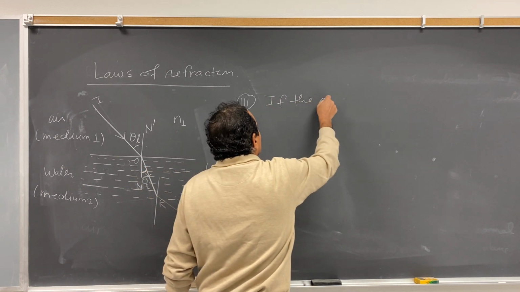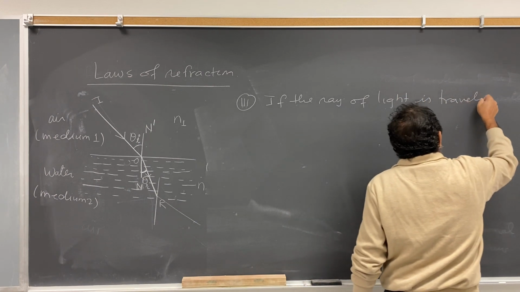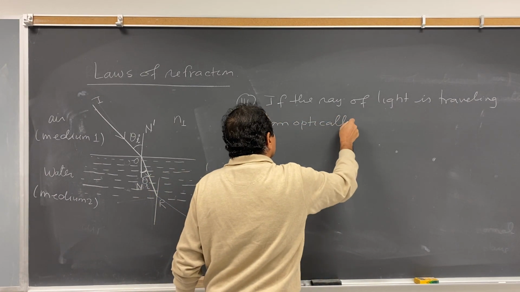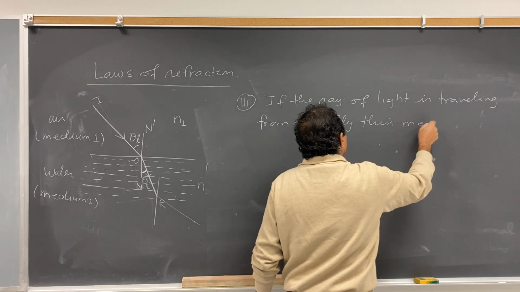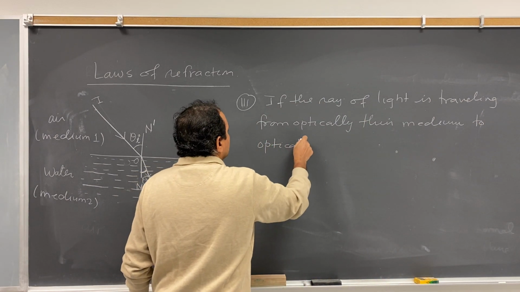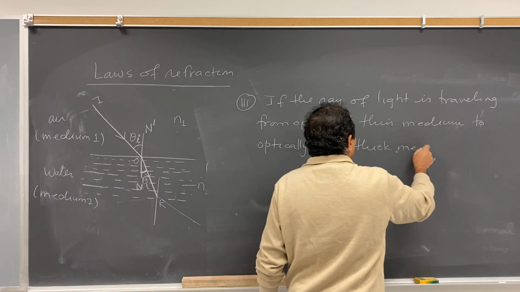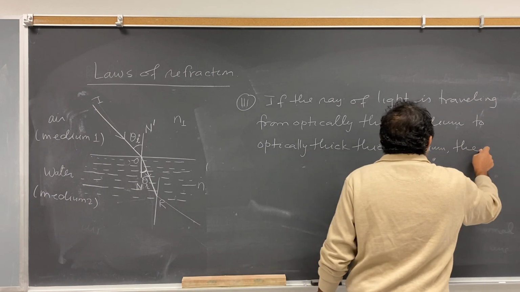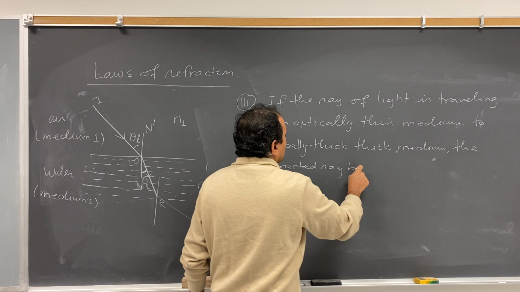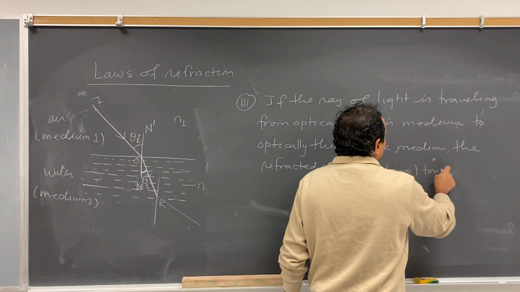If the ray of light is traveling from an optically thin medium to an optically thick medium, the refracted ray bends, or you can say moves, toward the normal.